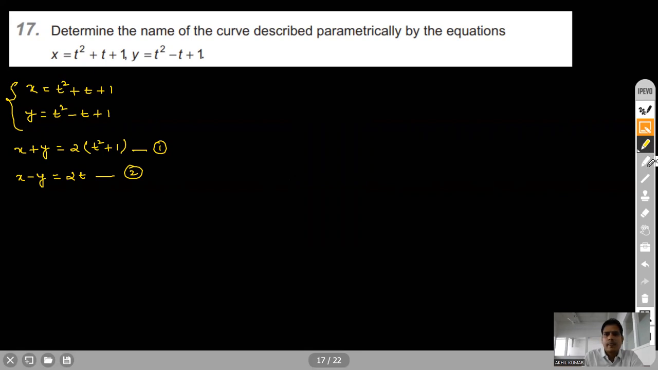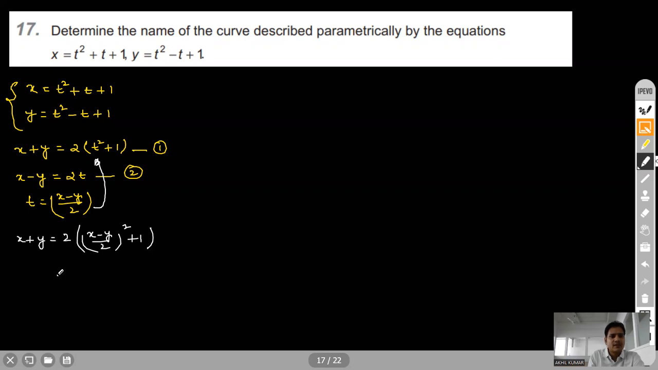From here, we got the value of t as x minus y upon 2. We will substitute this value of t in equation 1 and solve further. So we get x plus y is equal to 2 into t square, which is x minus y upon 2 whole squared, plus 1. So x plus y will be equal to, this will be x square plus y square minus 2xy over 4, plus 1, and this is x plus y anyhow.